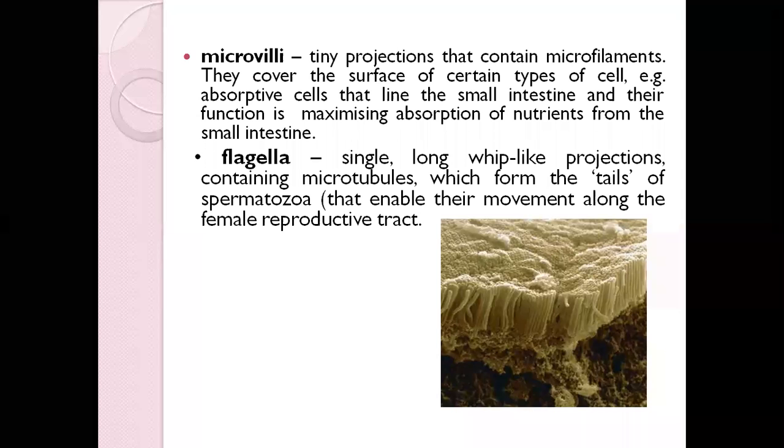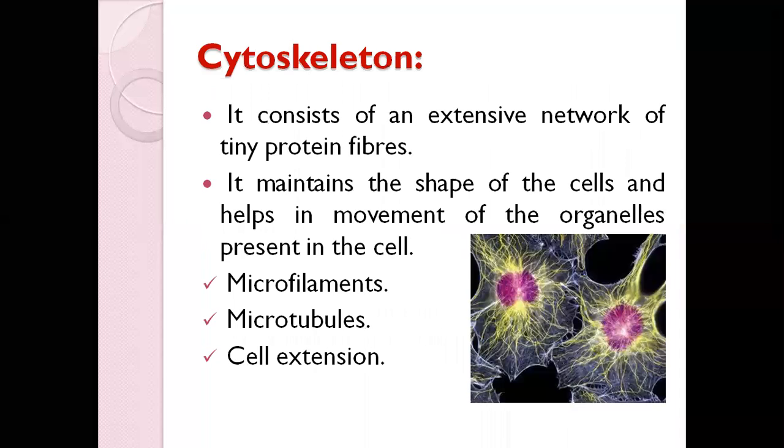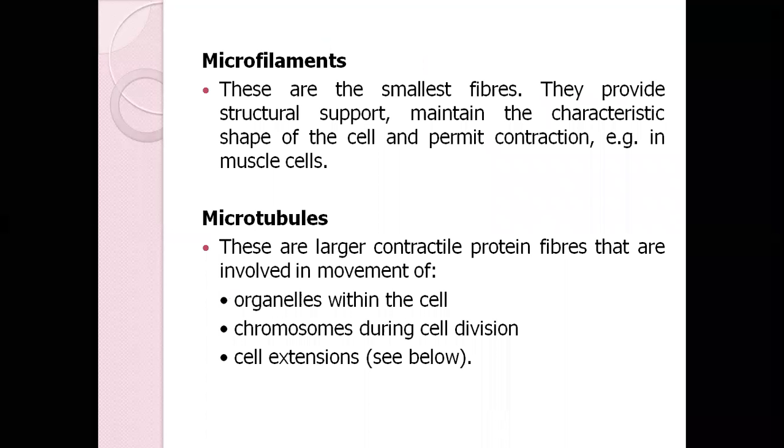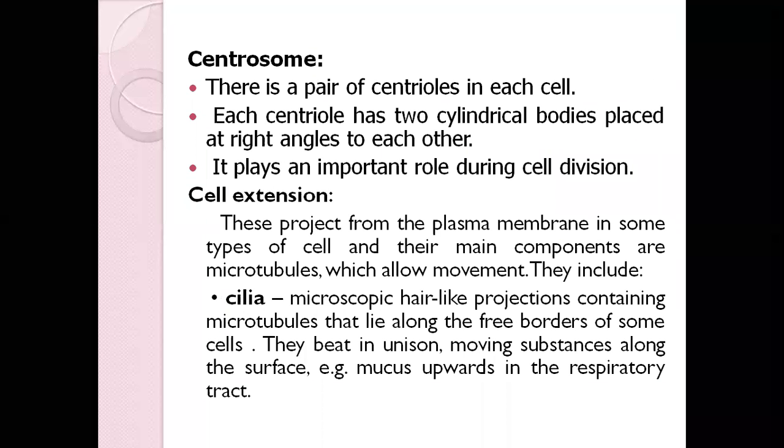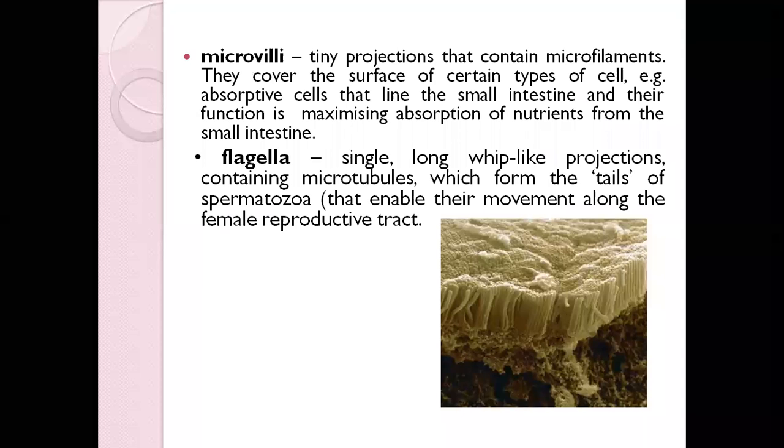That means it is like a tail, and it contains microtubules. So these are in the cytoskeleton. Just remember, in the cytoskeleton, mostly we have microfilaments and microtubules. And under the cell extensions also, we have three types: the cilia, the microvilli, and the flagella.